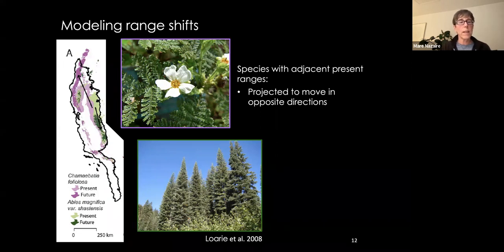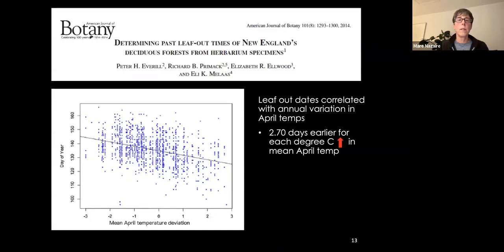And so they looked at Camelbatia foliolosa and Abies magnifica variety shastensis, and using herbarium specimen data and also ecological niche modeling approaches, projected that these two species that have adjacent present ranges would move in opposite directions. So that's one way that we've been using specimen data.